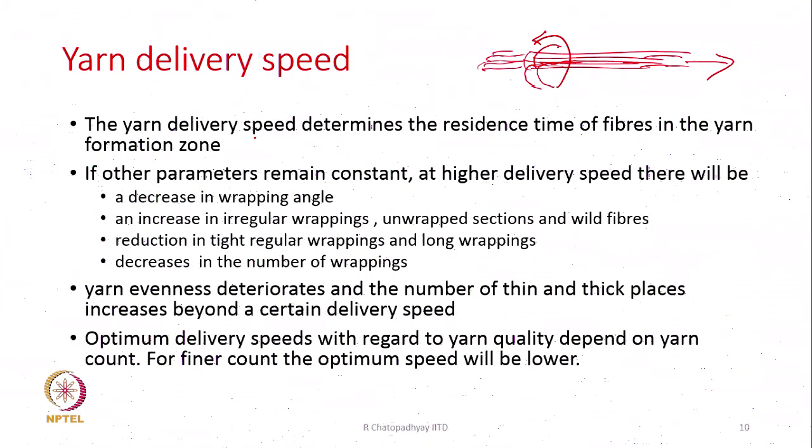The other thing is delivery speed determines the residence time of fibers in the yarn formation zone. How long a fiber is going to stay in the twisting zone, or how long the core is going to stay in the twisting zone, everything will depend upon the speed with which I am delivering or taking the fibers out of the twisting chamber. If other parameters remain constant, a higher delivery speed will mean a decrease in wrapping angle. This will be obvious, because the speeds of these hanging ends are not changing, because that is decided by the nozzle pressure. And if I take this out, the yarn moves at a higher velocity, the wrapping angle is going to be less.